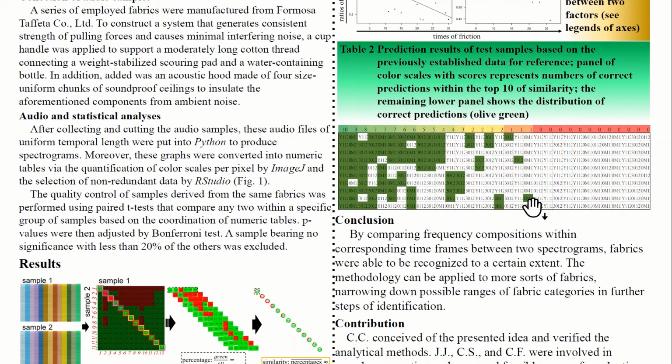So in conclusion, we can use these methods to identify clothes. Although frictional sounds cannot be fully reliable with regard to the identification of fabrics, they can already narrow down the possible ranges of fabric categories for further steps. There is still room for improvement of accuracy.